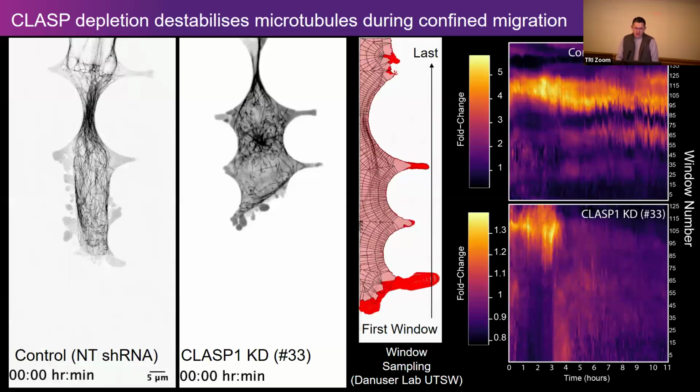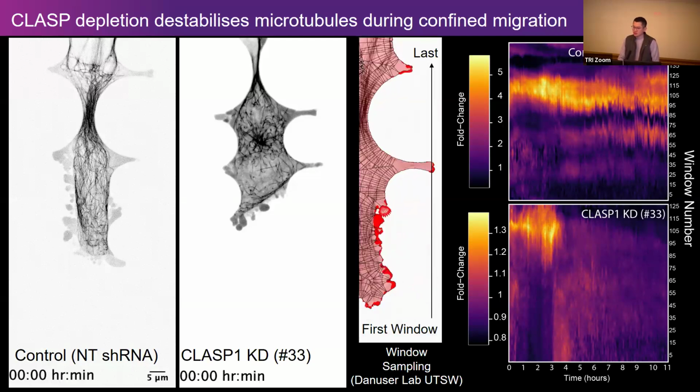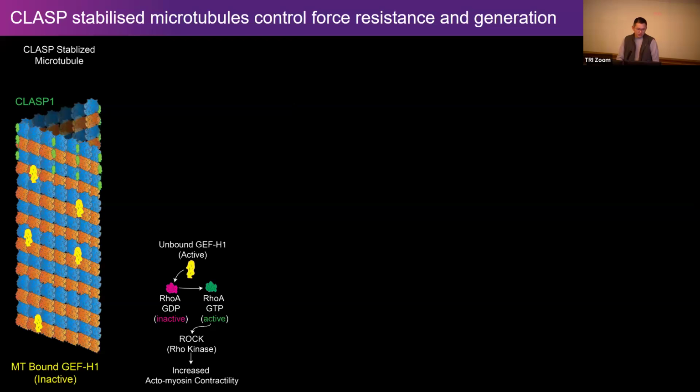And so then we looked at the potential roles of how microtubules and CLASP could regulate force activation and generation within cells. There's this well-known protein called GEF, which is a nucleotide exchange factor. And the way it works is that it sits on microtubules.